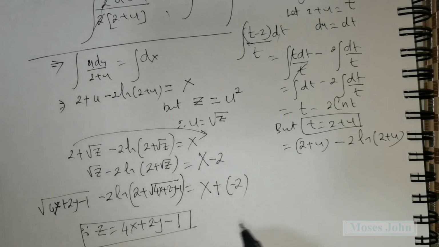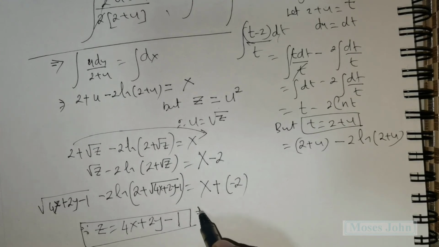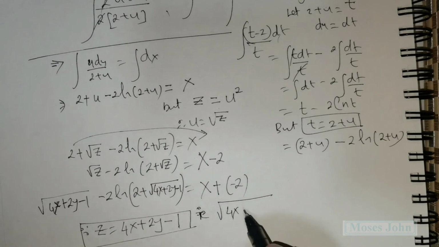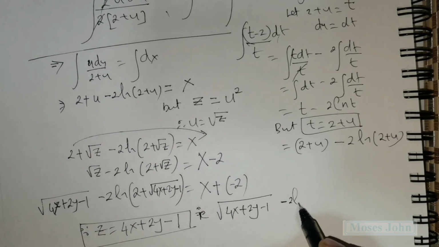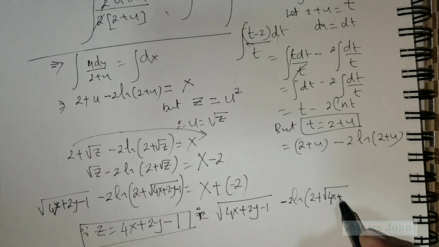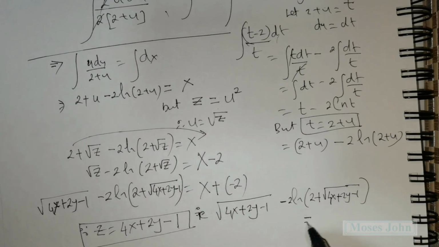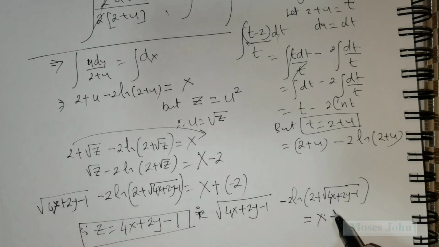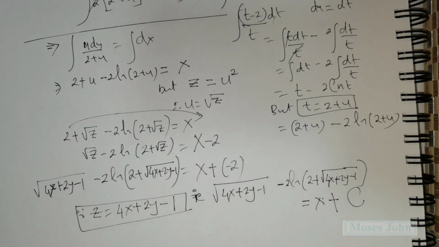Now this can be further rewritten: root of (4x + 2y - 1) - 2 ln(2 + root of (4x + 2y - 1)) is equal to x. Now this is a constant, so I'm going to just place an arbitrary constant c. So that would be the solution for this question.